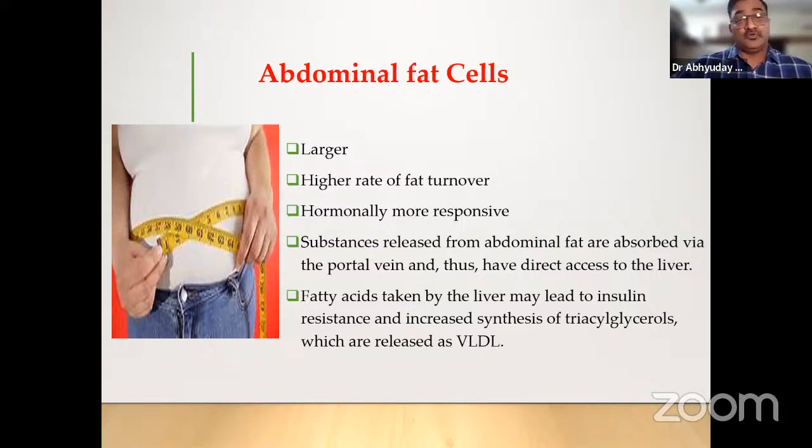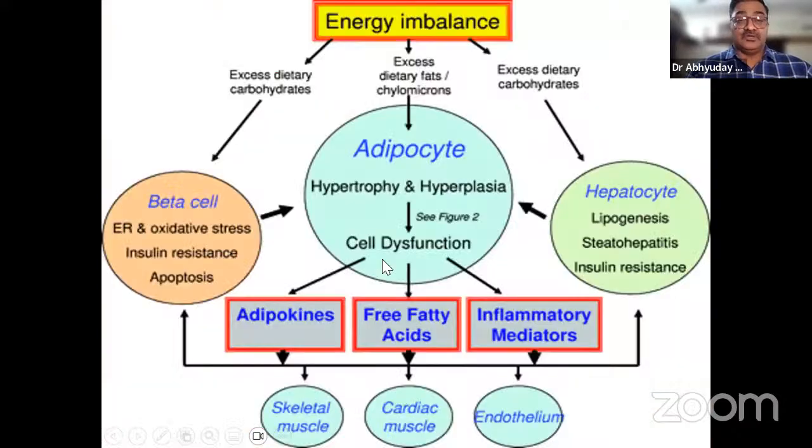They are hormonally more responsive. So whenever there is a hormone imbalance, especially in males or even in females, like in PCOS, they tend to get abdominal obesity. And these substances released, especially from abdominal fat, are absorbed via the portal vein, and thus they have a direct access to the liver. And these fatty acids are taken up by the liver, leading to insulin resistance and increased synthesis of triacylglycerols, which are released as VLDL. So abdominal fat is more dangerous compared to the subcutaneous fat.